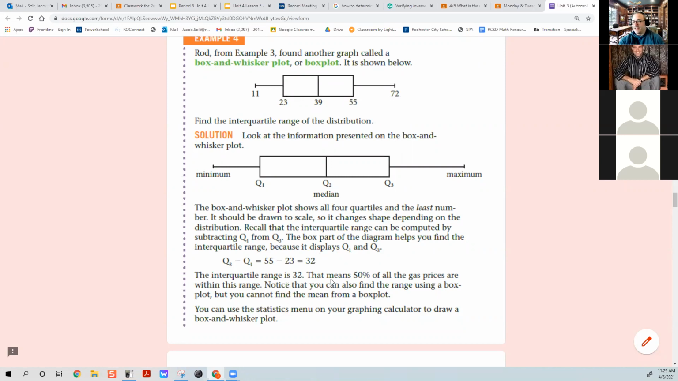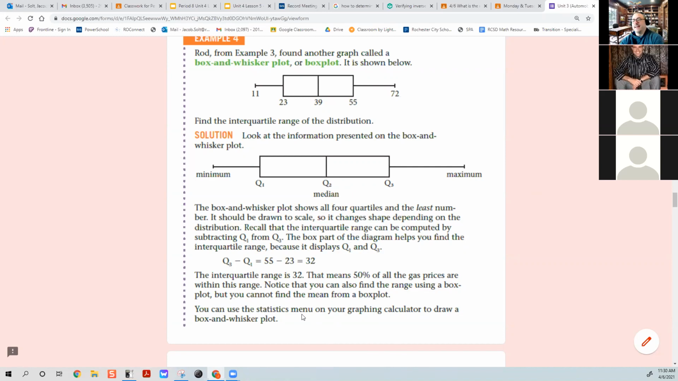So the interquartile range is 32. That means that 50% of all the gas prices are within this range. Notice that we can also find the range using the box plot, maximum minus minimum, but we can't find the mean, right? The box plot has nothing to do with the average or the mean. It's always the median.